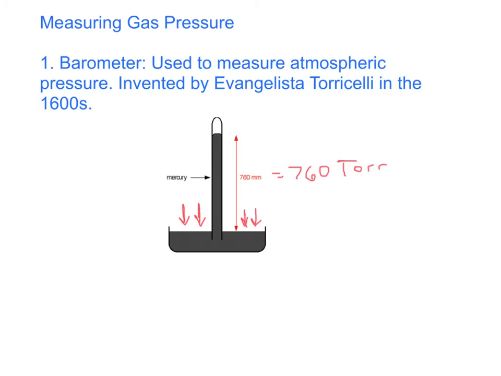So this number that I have here, 760 millimeters, if you measured the height from the surface of the mercury to the top of the column, the average air pressure at sea level on Earth is 760 millimeters of mercury. Now, in honor of Torricelli, that unit of millimeters of mercury is also sometimes referred to as torr, T-O-R-R. So 760 millimeters of mercury, or 760 torr, would be one measure of average air pressure at sea level.